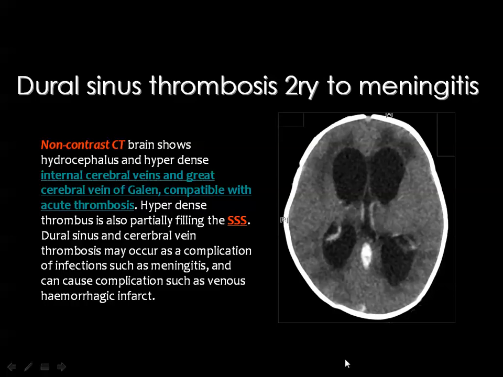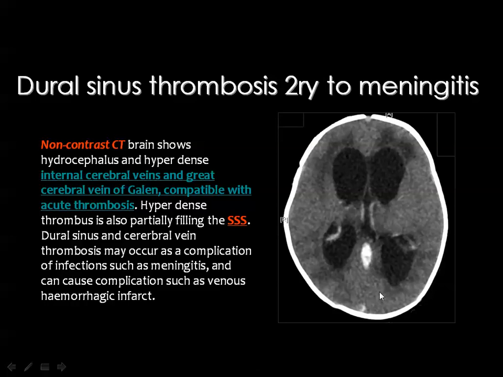Then you can see here that this is a non-contrast CT scan. And whenever you see the vessels in the non-contrast CT scan, you know that this is acute thrombus, exactly similar to the hemorrhage. When the blood stops the flow inside the vessels, it will show similar density exactly when it stops inside the vessel. Then this is the region of the vein of Galen, which is also thrombosed, and this is the region of the internal cerebral veins, which are thrombosed.